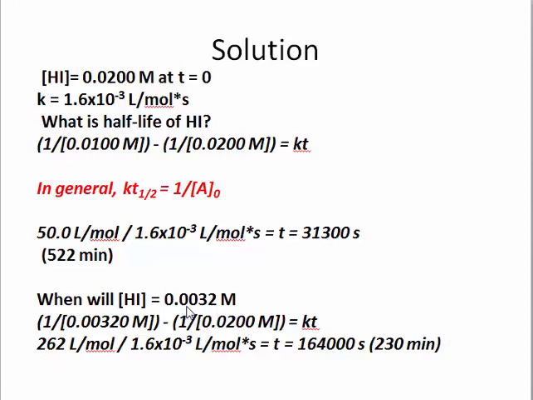To find when HI will be 0.0032, we insert 0.0032 for the concentration at time T. Take the difference of inverse concentrations, divide by K, and we'll find a time of 164,000 seconds, or 2,730 minutes.